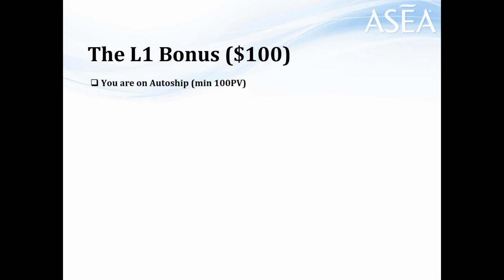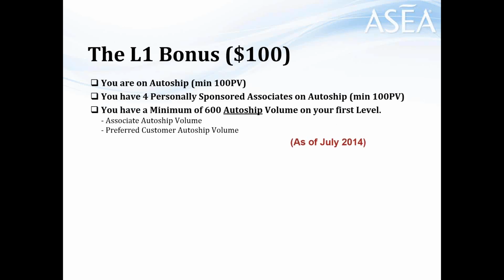It's called L1, level 1. It requires that you are on auto ship with a minimum of 100 PV. So again, a minimum of a case of ASEA or 4 tubes of Renew. You have 4 personally sponsored associates on auto ship, and they have a minimum of 100 PV. And you have a minimum of 600 auto ship volume on your first level.